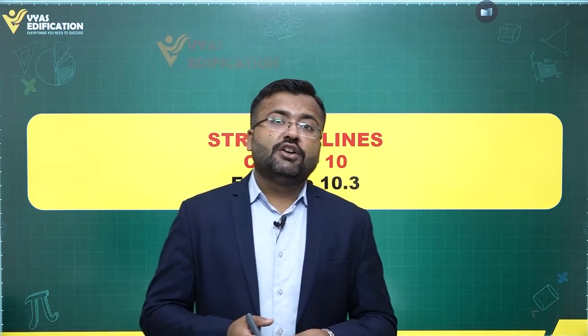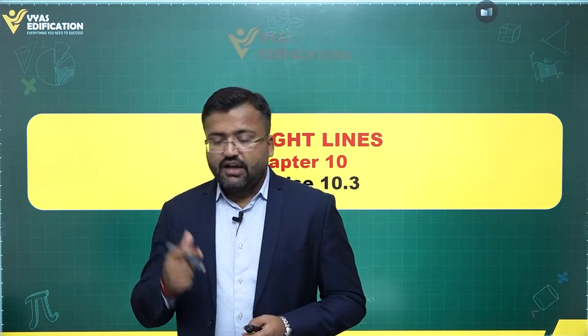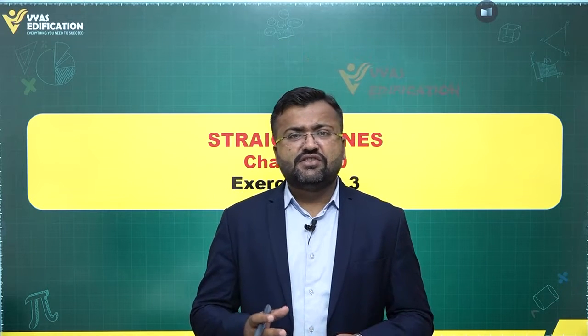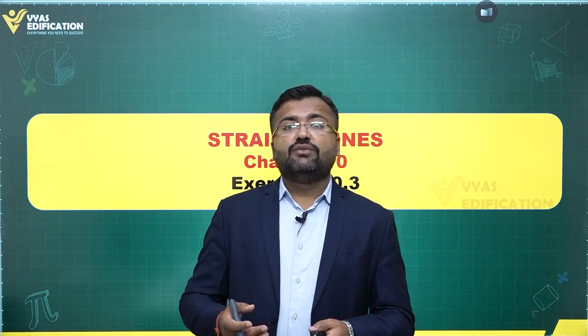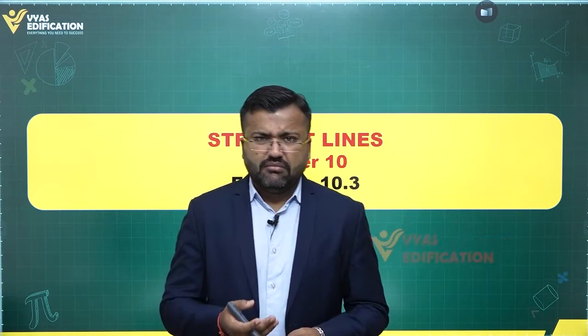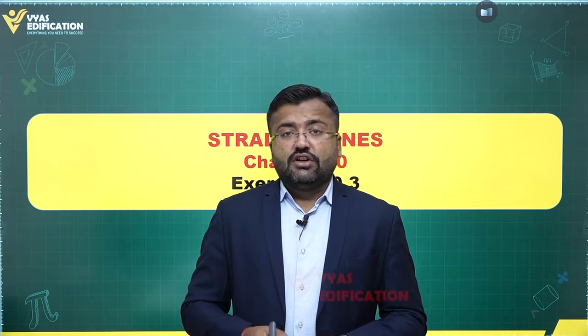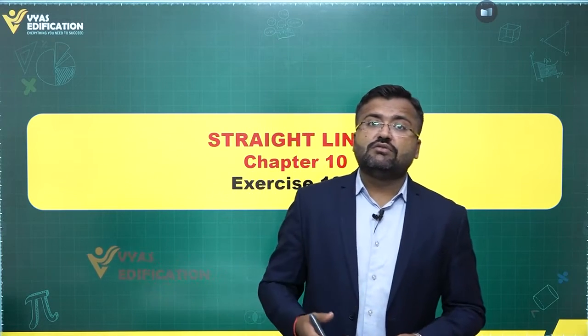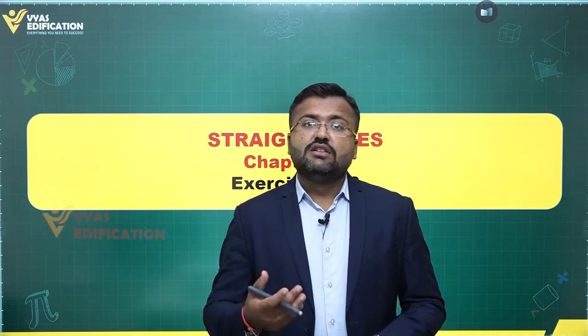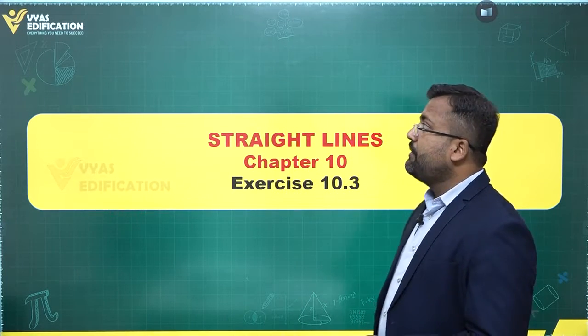A few more important concepts were discussed in theory with respect to this particular exercise, that is distance of a point from a line, and there were some examples based on finding the image of a point in some particular line. So all of those things will be covered here one by one. Along with the questions, we'll be discussing the concepts as well. So let's begin with the first question now.